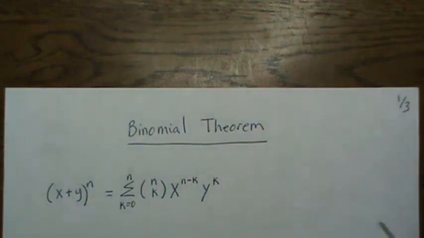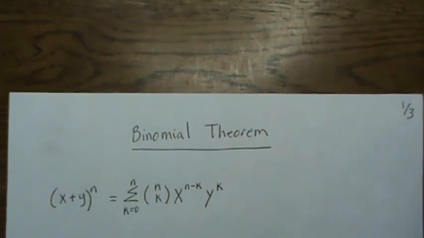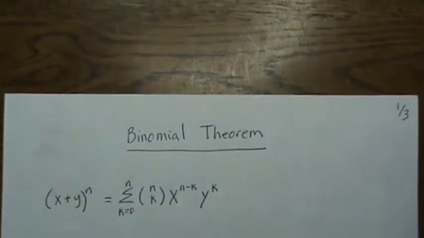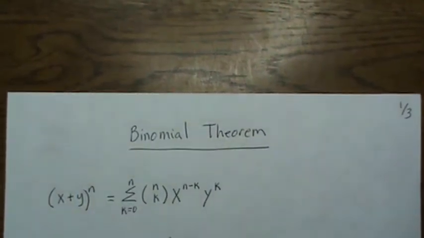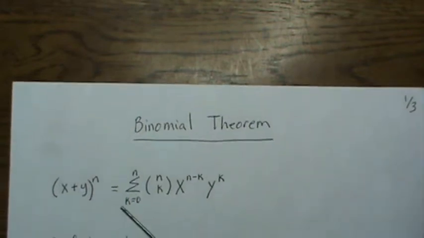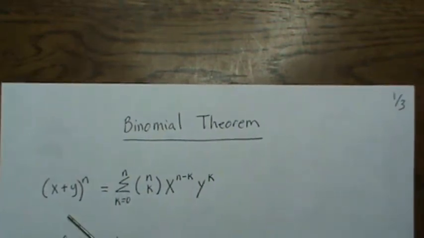In this video, we're going to look at the binomial theorem and proof of the binomial theorem. And we're also going to examine the general binomial theorem and some special cases for it. And I'll explain why when we get there. So this is the binomial theorem, where n is a non-negative integer.